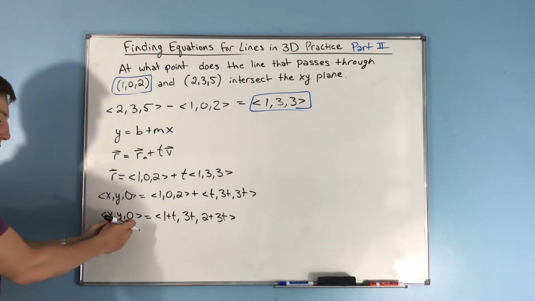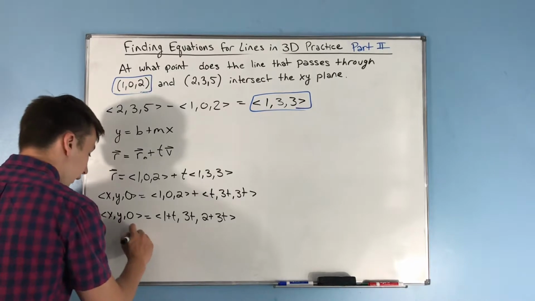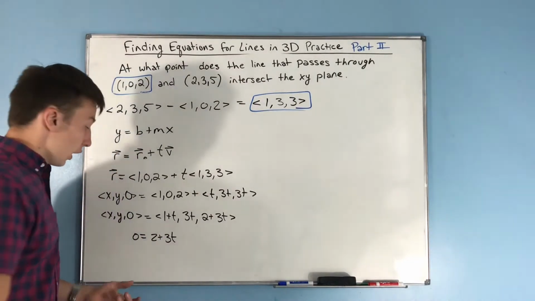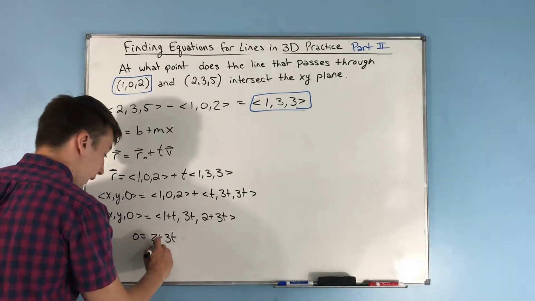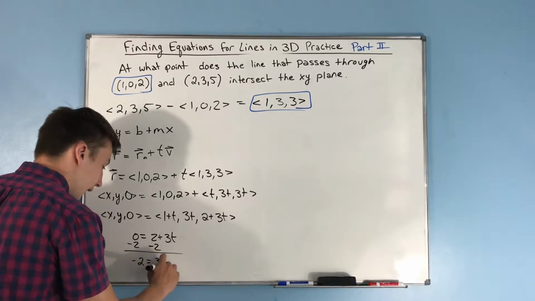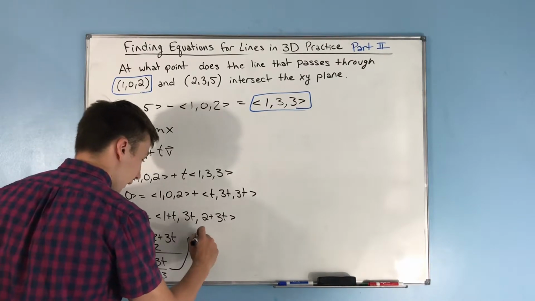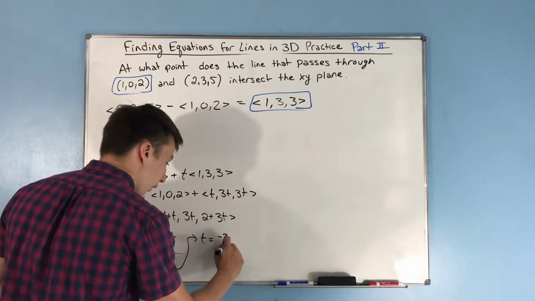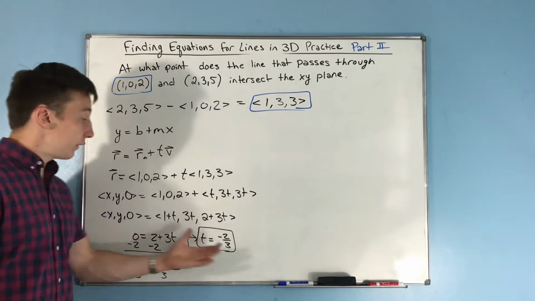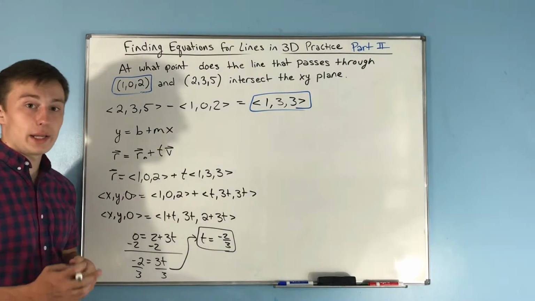Okay, so the z component on this side will equal the z component on the other side. So we're going to get that 0 equals 2 plus 3t. And when we subtract 2 on both sides, we get that negative 2 equals 3t. And when we divide by 3 on both sides, we get that t equals negative 2 over 3. So that is the t value that gives us the point on the line that is on the xy plane.